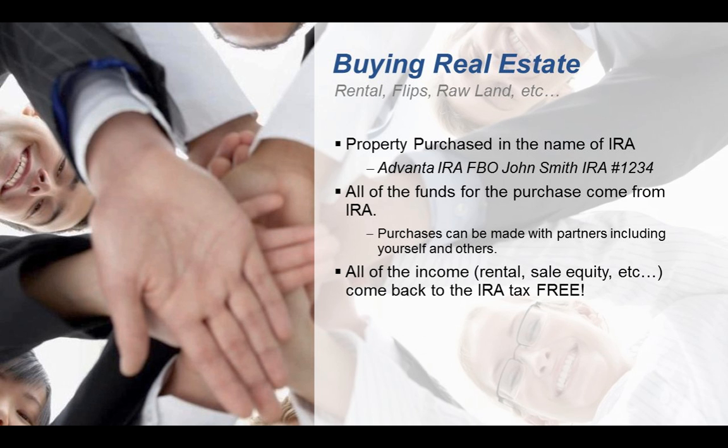So purchases can be made with partners, including yourself and others. So just because your IRA may not have the entire capital to purchase a property outright, if it only has $60,000 of a $100,000 property, you could bring in the other portion personally, and then you would each purchase a tenant in common share of the property. So always keep in mind that the deal doesn't always have to work 100% in the IRA. Utilizing partnering to make it work is always an option for you.